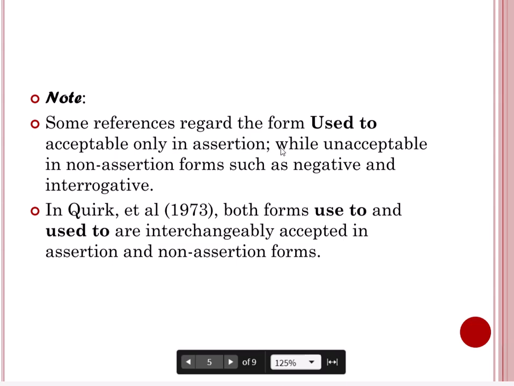While in the other resources, if you come across other resources, they would prefer that using used to in non-assertion contexts is not acceptable. So they don't employ the verb used to in negative sentences or interrogative sentences. While with Quirk, your textbook, it is possible to use them interchangeably.